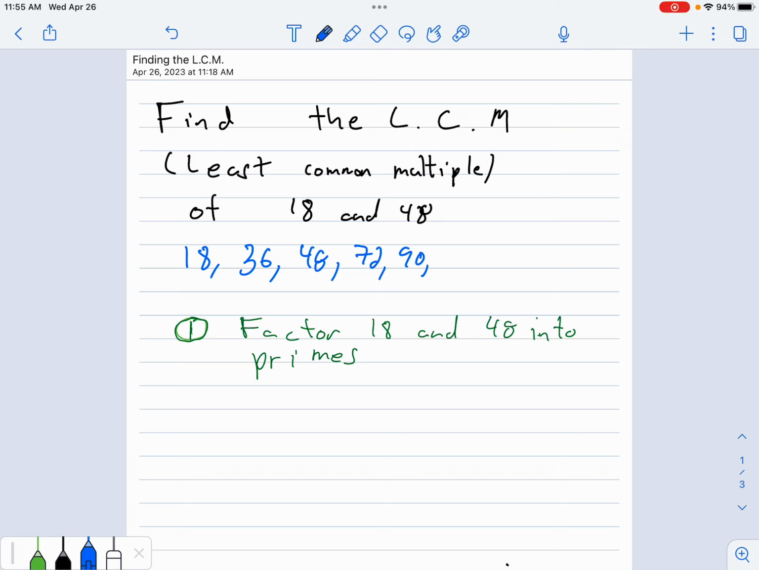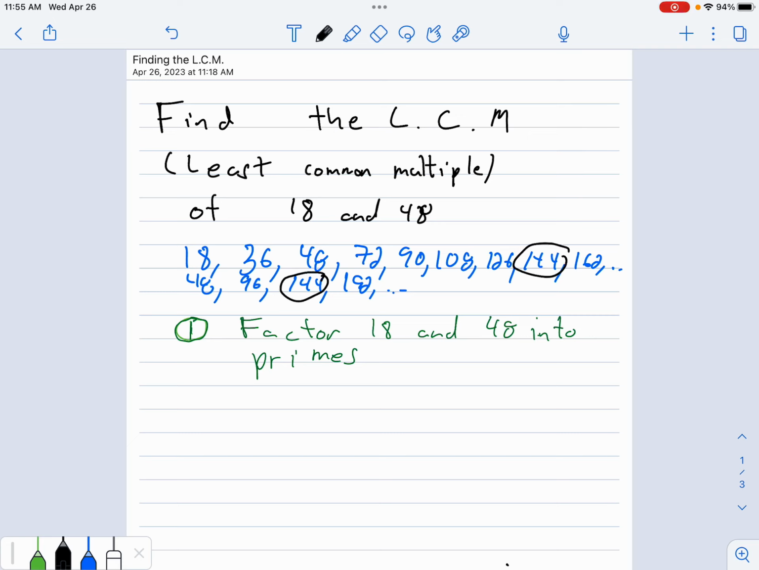So let me write a few of those multiples here. And so on. And then for 48, 48 times 1 is 48, 48 times 2 is 96, 48 times 3 is 144, 48 times 4 is 192, and so on. Essentially, the way this method works is that you list the multiples and try to find the smallest common one. And the smallest common one would be 144.